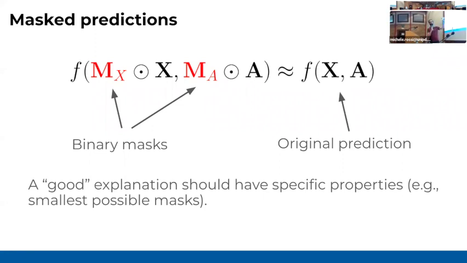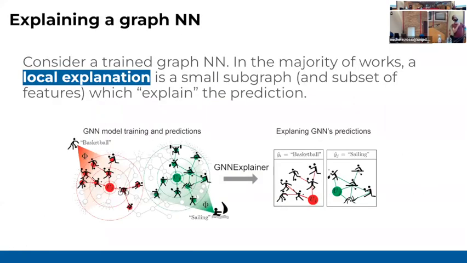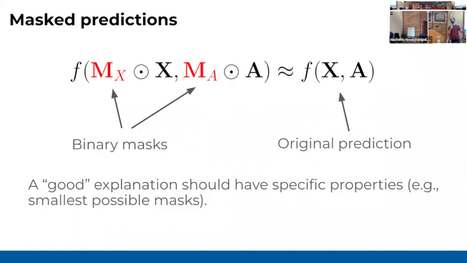We'll see that depending on the way we find these masks and the property we impose on them, you can have very different algorithms and methods. So again, original prediction, masked prediction, where this is a mask on the features. So I'm saying don't use that feature, zero the feature, and this is a mask on the edges. So I'm removing edges, basically. So if you see here, all the edges that don't appear here have been masked out in this mask.